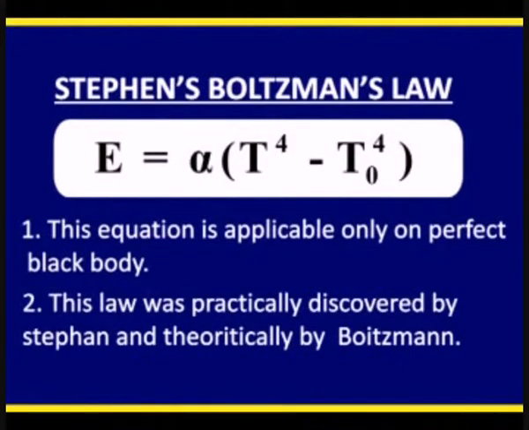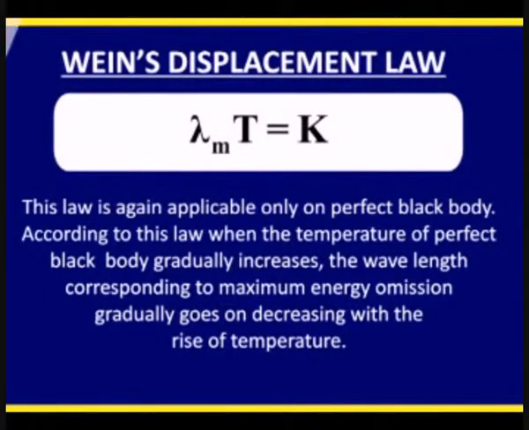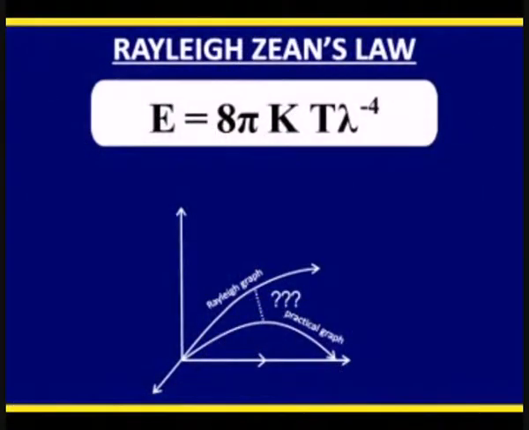Now we have seen Stefan-Boltzmann's law, the relation between E and T. Wien's displacement law, the relation between lambda and T. Therefore, some mathematicians, some scientists must come up with an E lambda and T relation. And they were Lord Rayleigh and Sir James Jeans. Please understand, Lord Rayleigh and Sir James Jeans gave an equation connecting E lambda and T. So connecting E lambda and T, E equal to 8 pi kT lambda to the power minus 4 was given by Lord Rayleigh and Sir James Jeans.